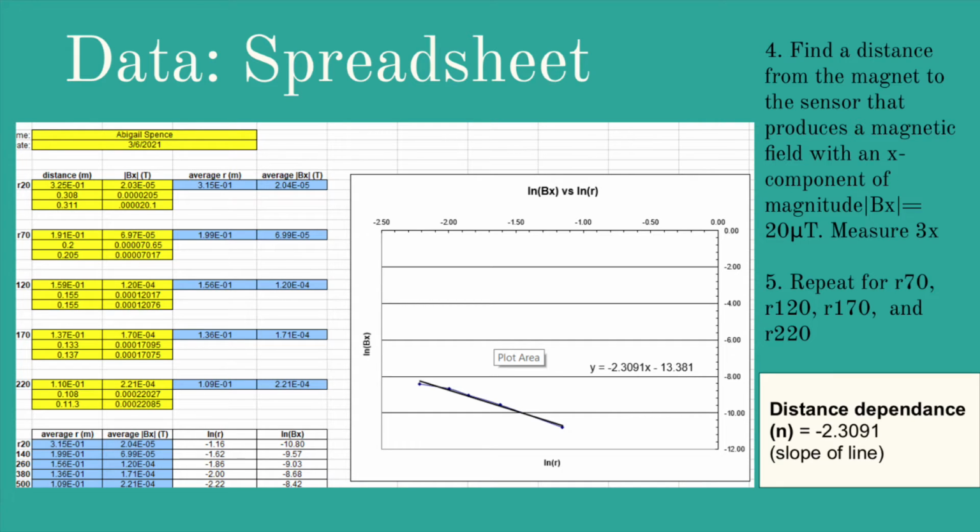Once all the data was collected and the R values and X magnetic components are averaged, the data is plotted and the graph is outputted with an equation y equals negative 2.3091 x minus 13.381. The distance dependence is the slope of this equation, negative 2.3091.